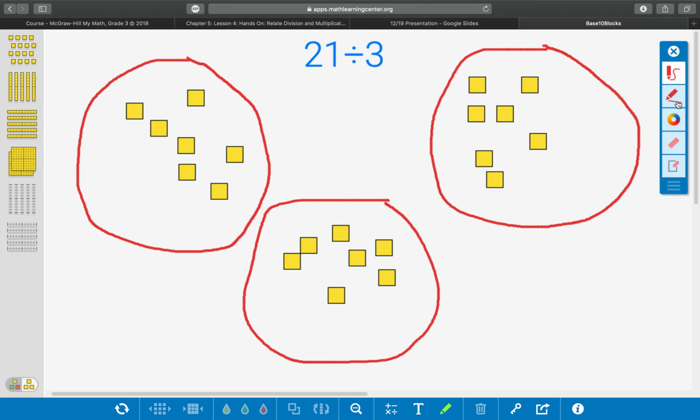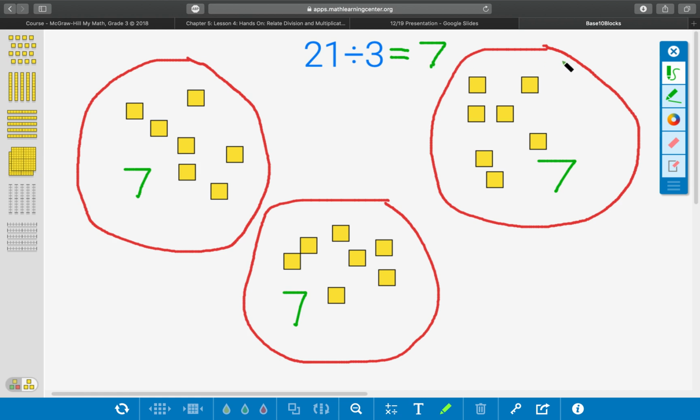So let's get a new color. So 7 here, 7 here, and 7 here. So my groups are equal. I have 3 equal groups of 7. So we would write 21 divided by 3 equals 7. So that's what we've been working on.